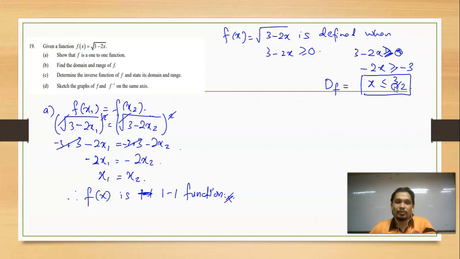Okay. And then the graph of this function, the graph of the square root function here, where x begins from 3 over 2 and x is less than or equal to 3 over 2, meaning that the value of x goes to the left direction, all the negative here, and then the shape will be something like this. So this is the shape of the square root function.